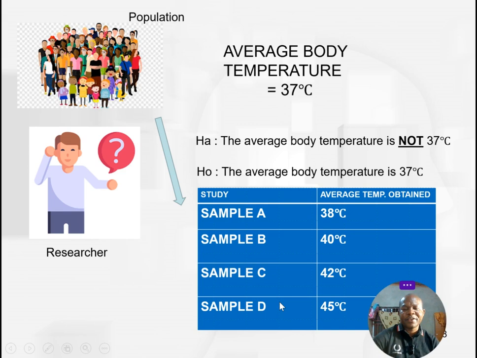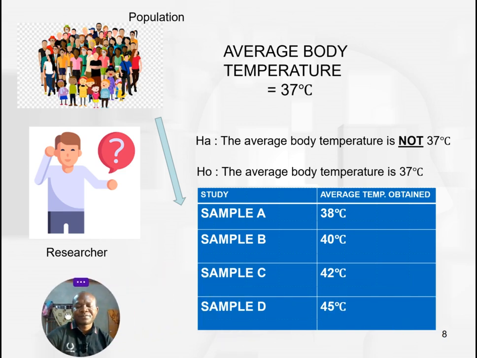Now, the big question is, at what point can we begin to doubt the validity of 37 degrees Celsius as the average body temperature in a healthy population or in a healthy subject within a given population? At what point? Is it at the point of 38, 40, 42, or even 45?